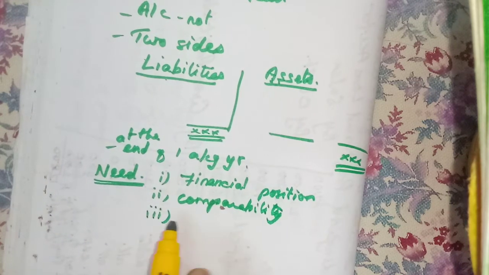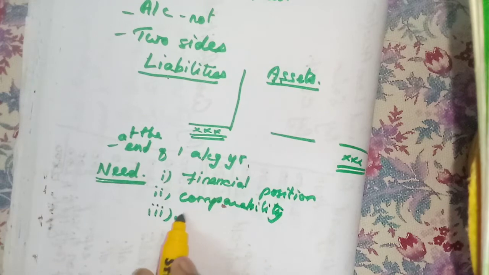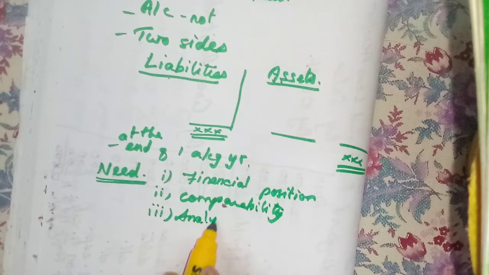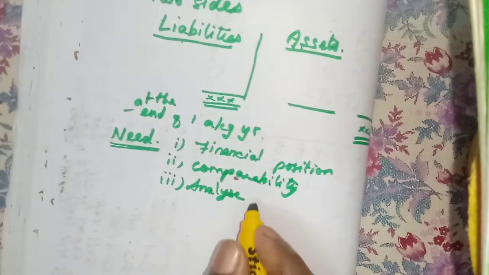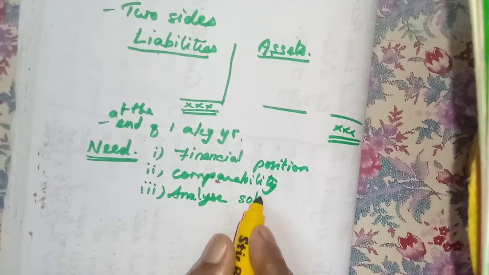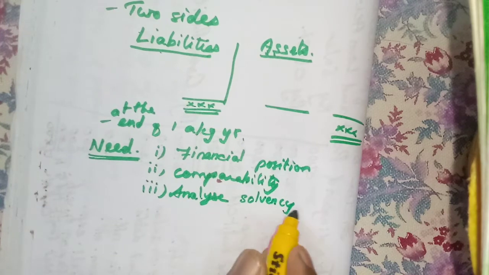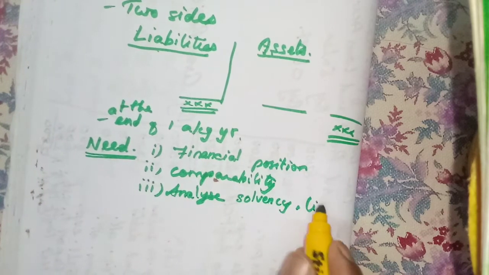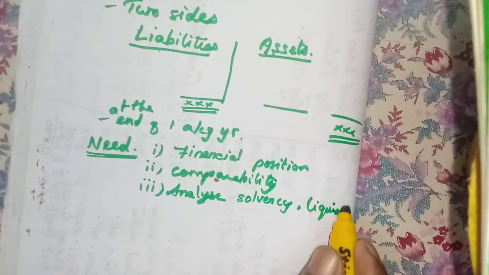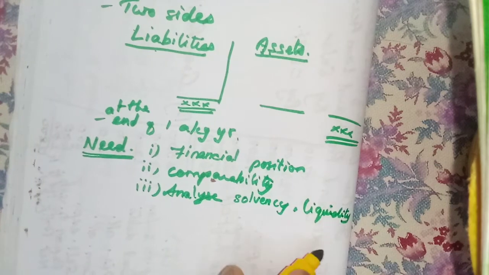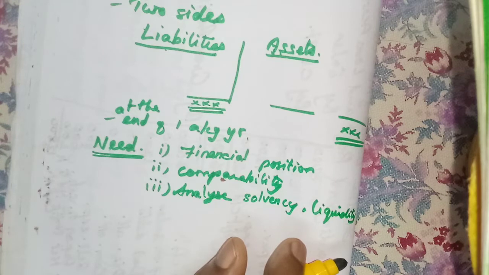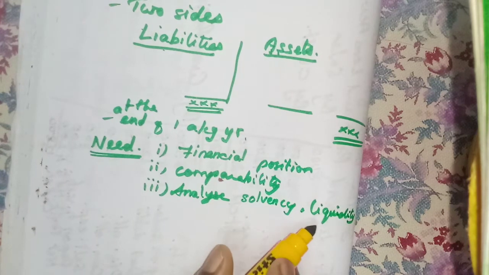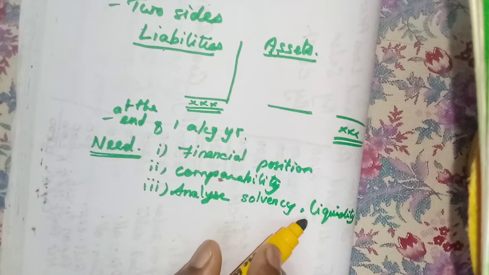Then one more: they can analyze the solvency position, maybe the short-term solvency or the long-term solvency, or the liquidity position. Liquidity means the paying capabilities, paying back the amount of trade payables. That is the liquidity position, or converting into cash.